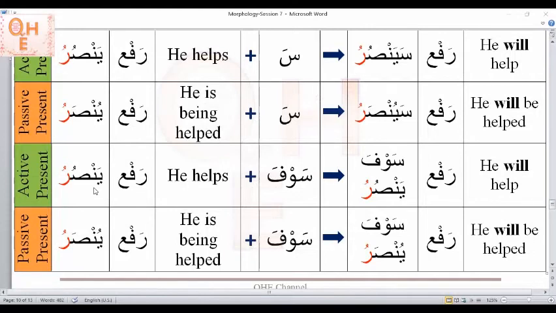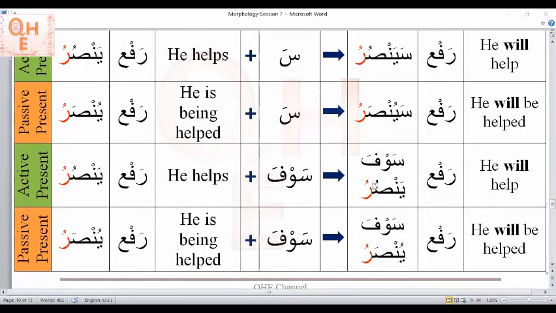So you have yansuru, default state, he helps. Sawfa comes before it. Sawfa yansuru. When you read it right to left, sawfa will come before it. Okay. Sawfa yansuru, same state because there is no change in the ending condition. And he helps becomes he will help. And passive, yunsaru, same default state. He is being helped. So when sawfa comes before it, sawfa yunsaru, no change in the state. Again, he is being helped is changed to he will be helped.